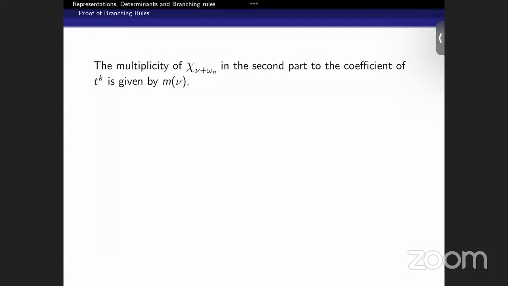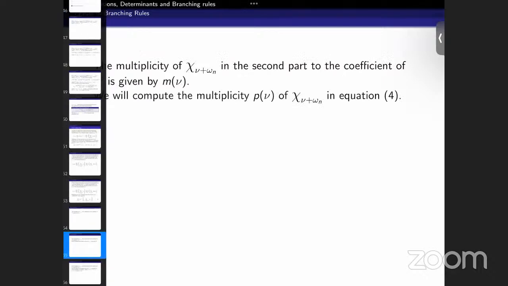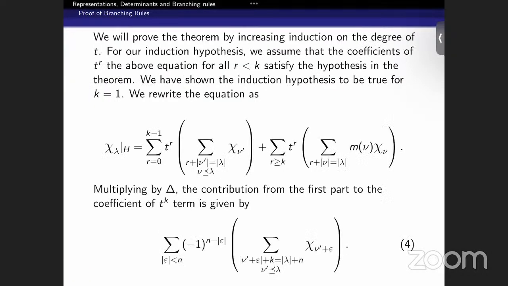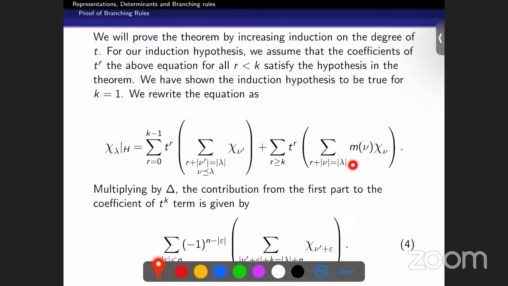So what we're supposed to do, you see, after multiplying by delta, the term that we'll have to consider here in this part would not be chi nu. Multiplying by delta, the only contribution coming over here would be from t power k. Anything having degree greater than k can't contribute, right? And for degree k, the contribution can come only when we are looking at the product with the constant term. And I'd shown that the constant term was just the determinant.